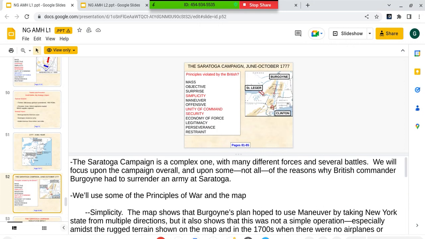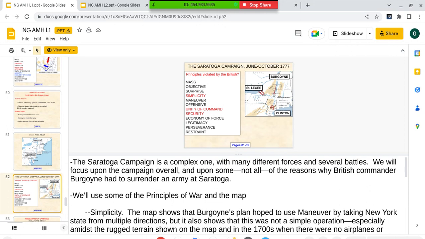And then we have the Saratoga campaign. The principles violated by the British were simplicity, unity of command, and security. So Burgoyne made a really overly complicated plan. He hoped to use maneuver by taking New York State from multiple different directions, which he didn't have to use. He could have just done all of his efforts on one plan, and that would have helped him. So he made his plan overly complicated.